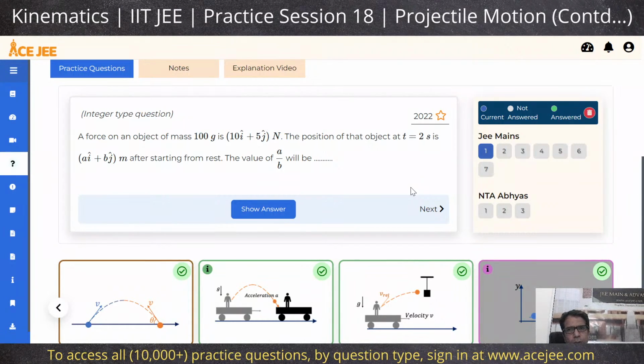Even though the question could have been more explicit, the question could have said that the particle is at the origin at time t equals to 0, or they could have said the relative position of that object from the launch point or from the starting point is ai plus bj cap. But for right now, assume that the particle was at the origin at time t equals to 0.